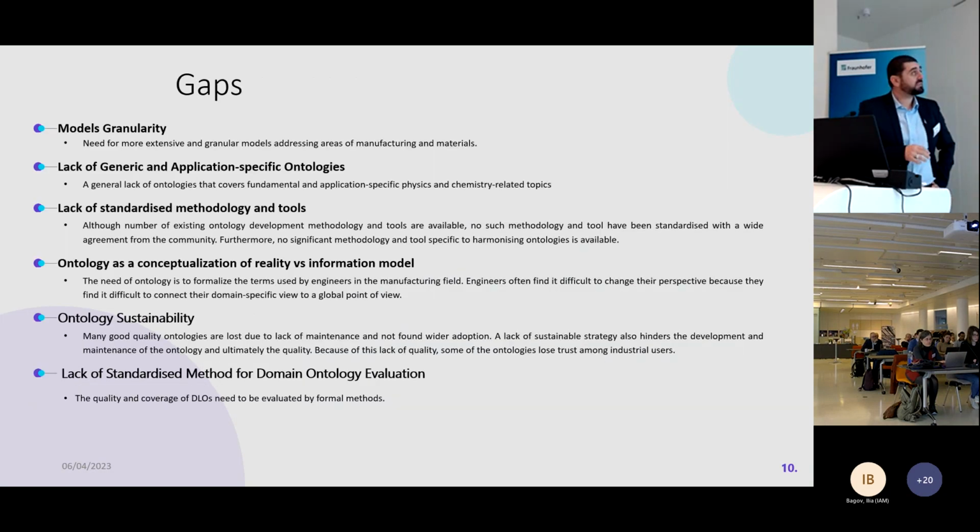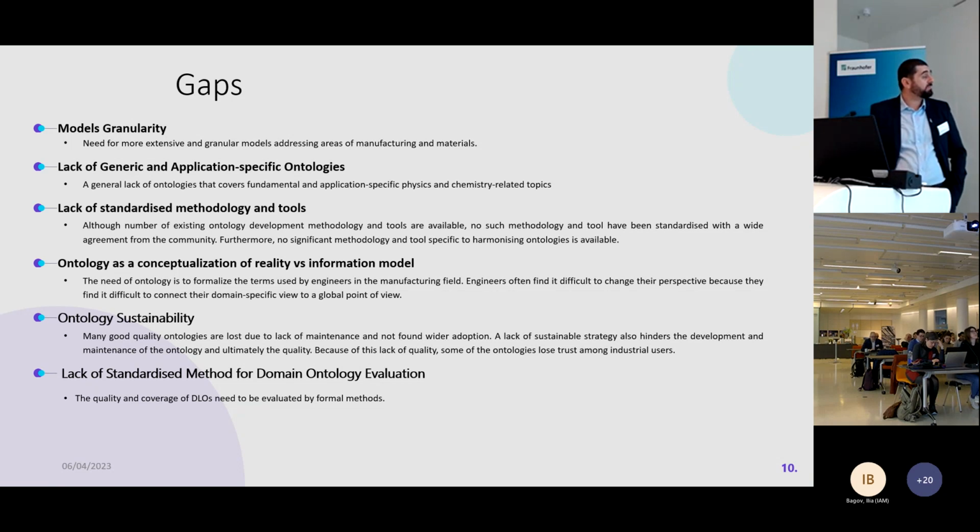What are the gaps? We can summarize this regarding the granularity of models. This is related to these perspectives: the lack of generic and application specific ontologies. There are ontologies, but in very specific domains. So there is a gap regarding the mid-level, the core, the domain reference ontology. There is a lack there.